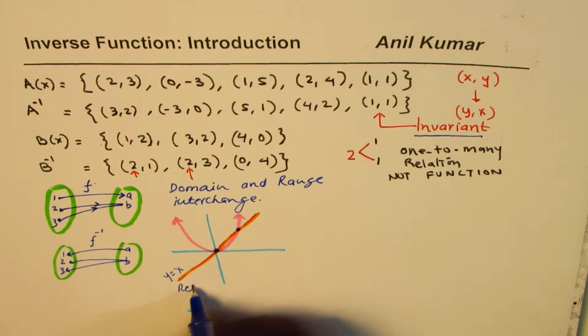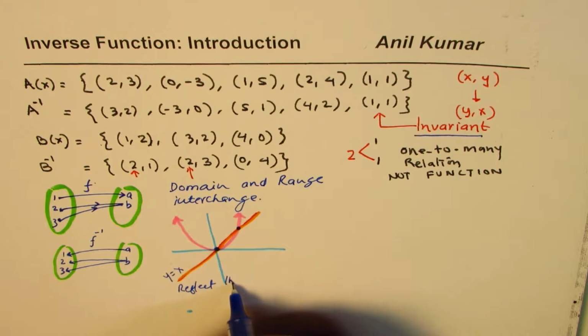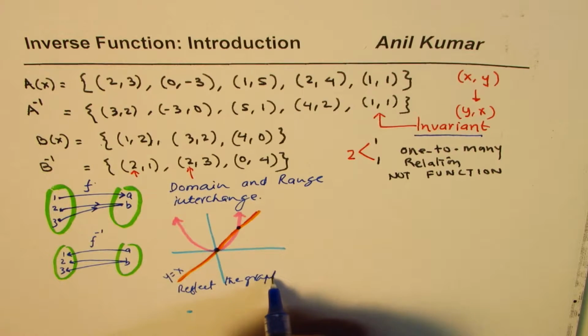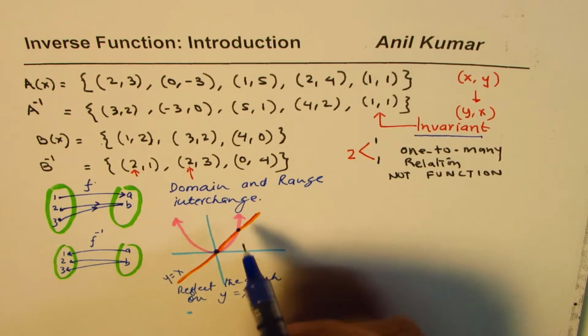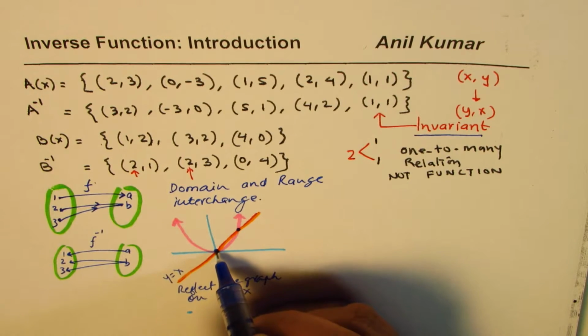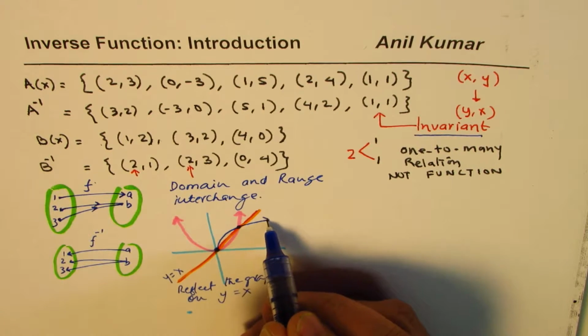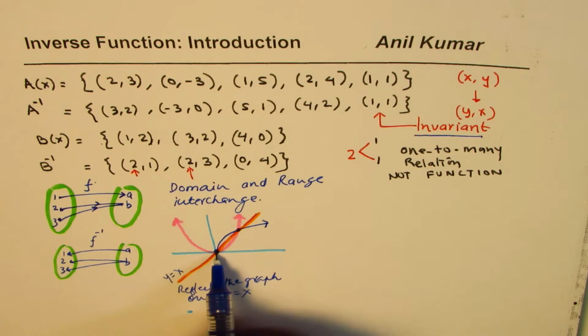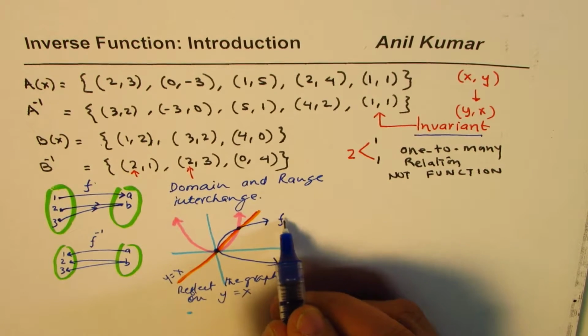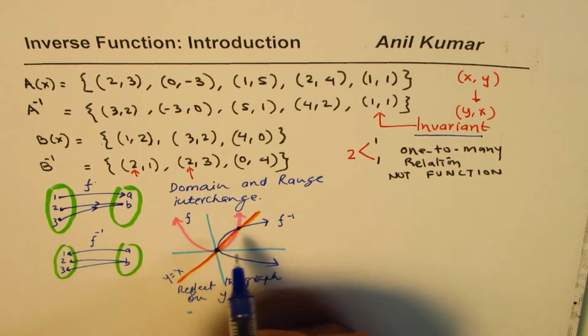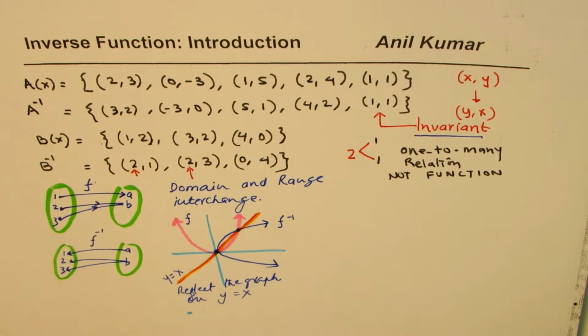So reflect the graph on the y equals x line. If I reflect this part, it will be kind of like this. Do you see that? And if I reflect that part, it will be kind of like this. So that becomes f inverse if this is my f. So the inverse will be kind of like this.